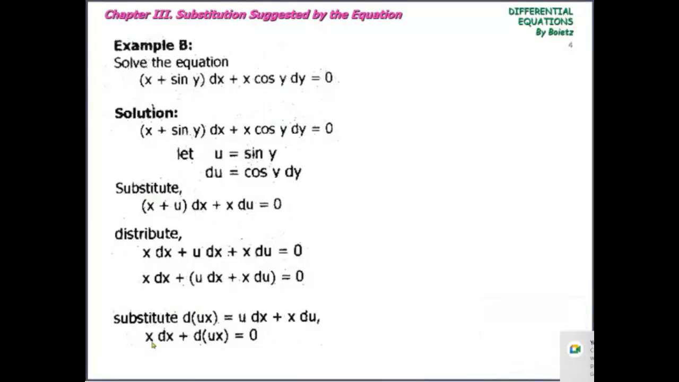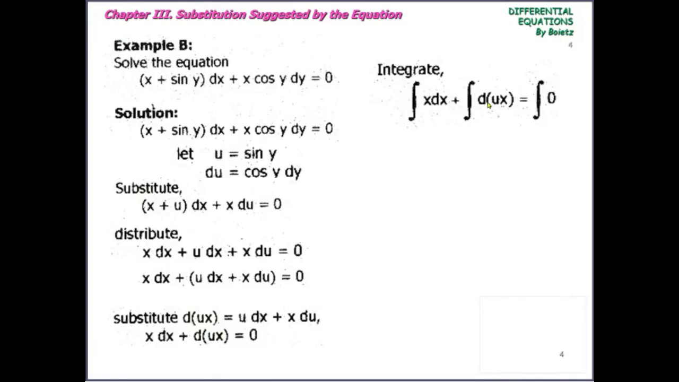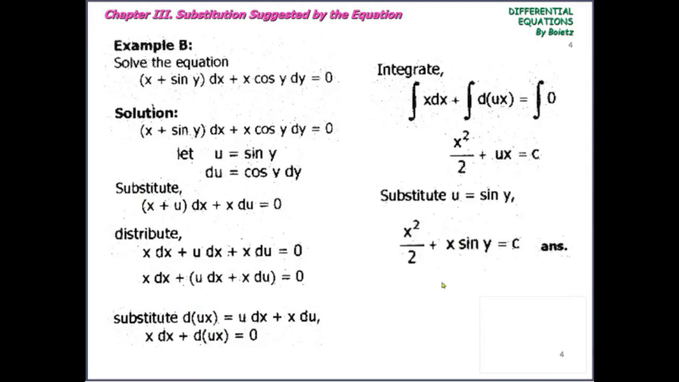So, here, therefore, direct integrable na siya. We can now integrate the integral of x dx plus the integral of du x is equal to 0. Kasi scan copy to nung reviewer ko, nag-snipping tool lang ako, kaya medyo hindi ganun kalinis yung mga text. Anyway, so this will become x squared over 2 plus ux is equal to a constant. Then substitute u equals sine y. Then therefore the result is x squared over 2 plus x sine y equals c. And that is the answer. So ganun lang.